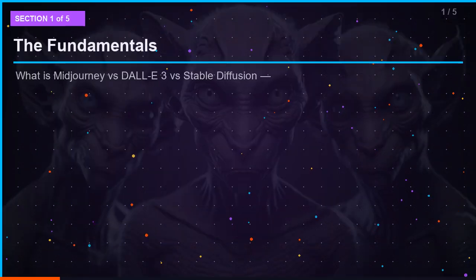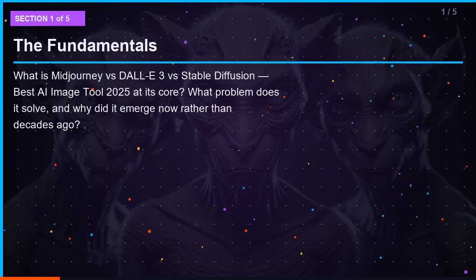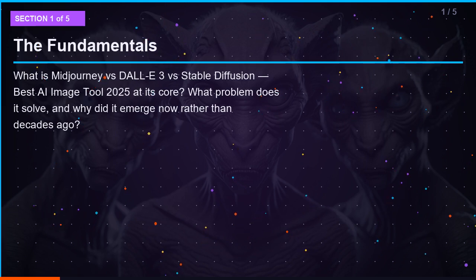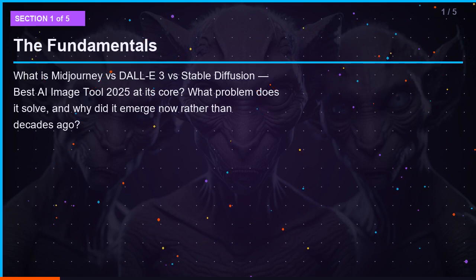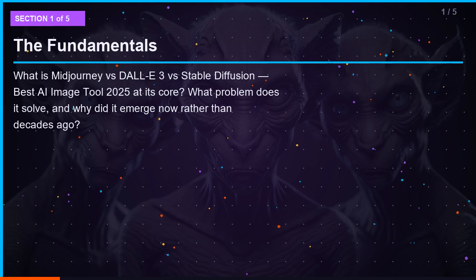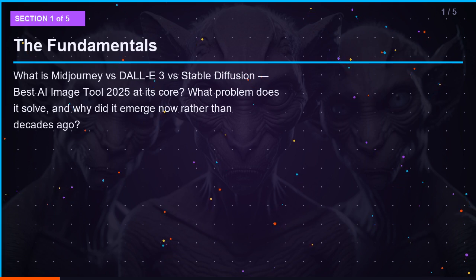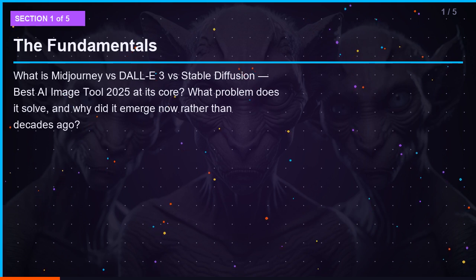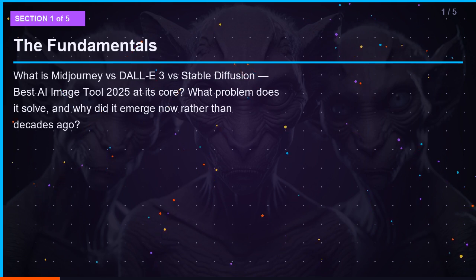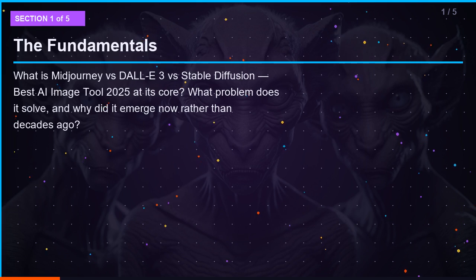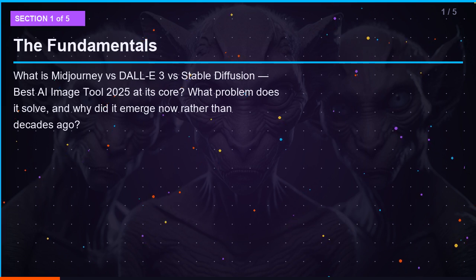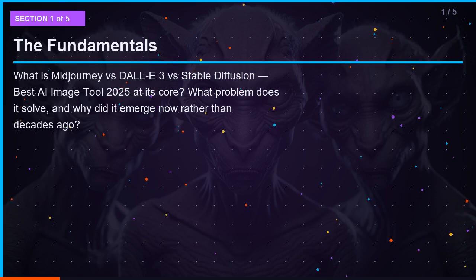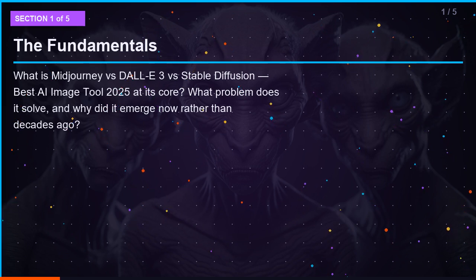Let's start with the fundamentals of Midjourney vs DALL-E 3 vs Stable Diffusion, Best AI Image Tool 2025. The core idea is more accessible than most people assume. At its heart, it is about solving a specific problem that older methods struggled with. Three forces converge to make this possible: abundant data, cheap compute, and better algorithms. Together they unlock something qualitatively new. Understanding this foundation will make everything that follows much clearer.